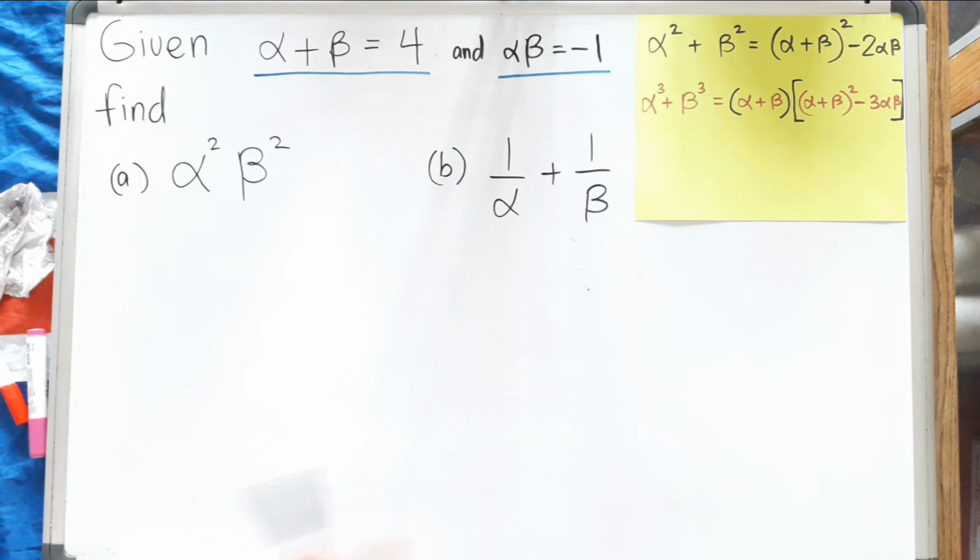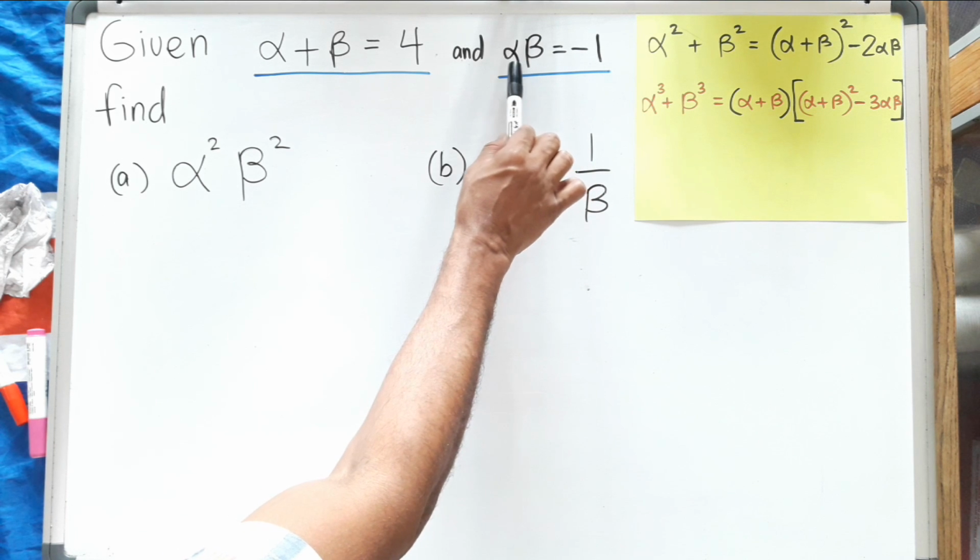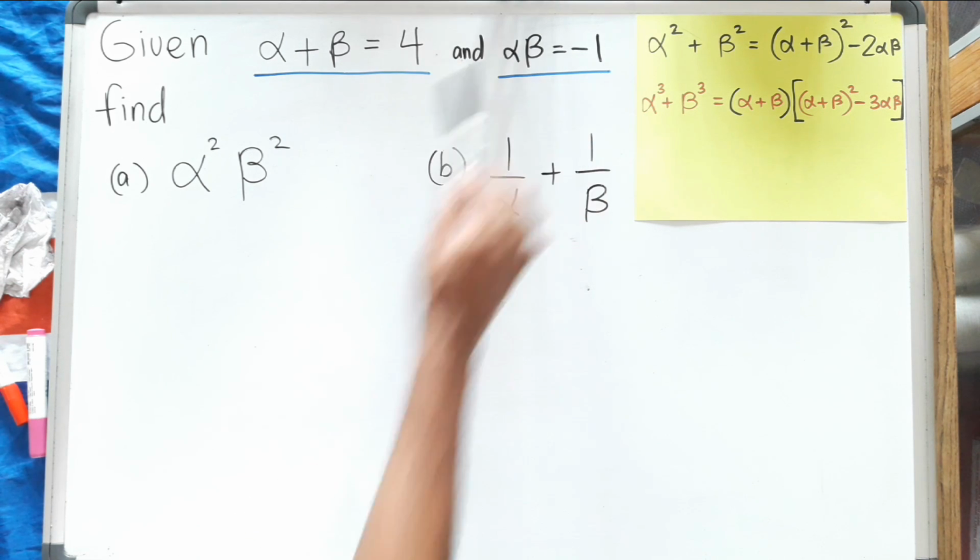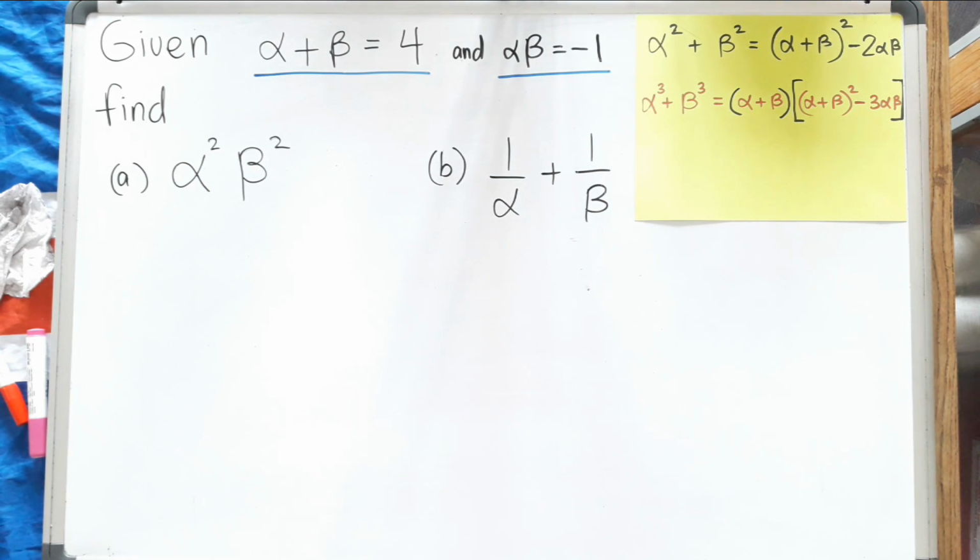Now, I do not want you to think of this as a simultaneous equation. I do not want you to make alpha the subject and substitute it into b, and from there find the values of alpha and beta and throw it in. That's not how they want you to do these types of questions in the examination. So here's how.